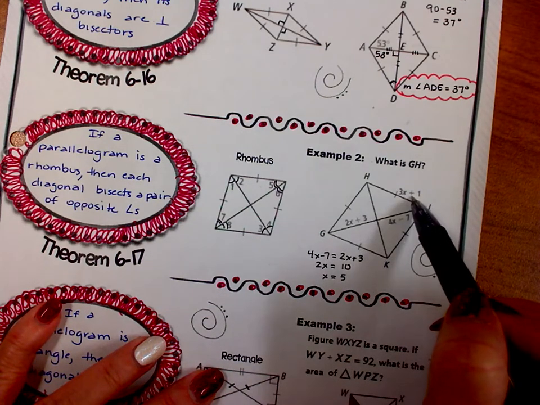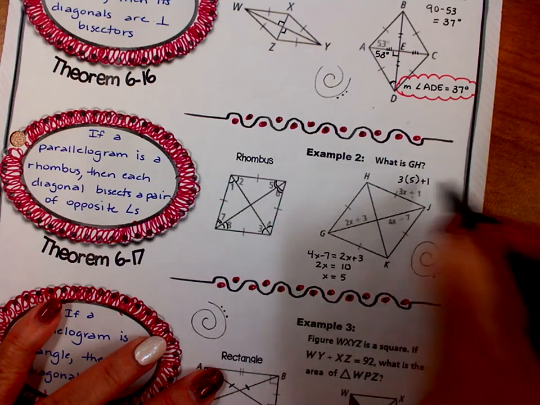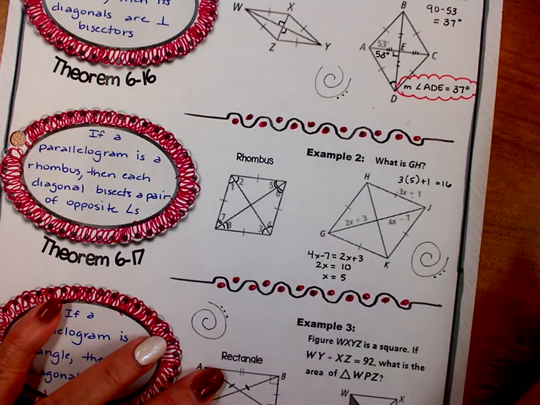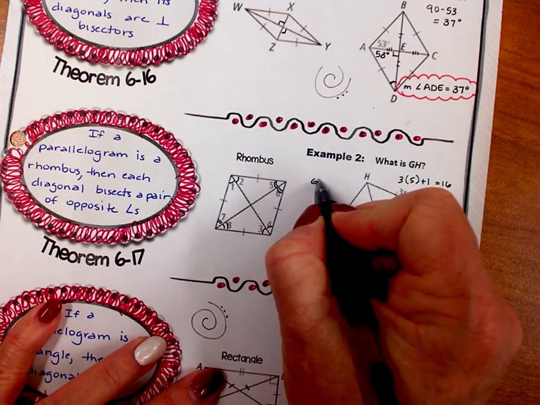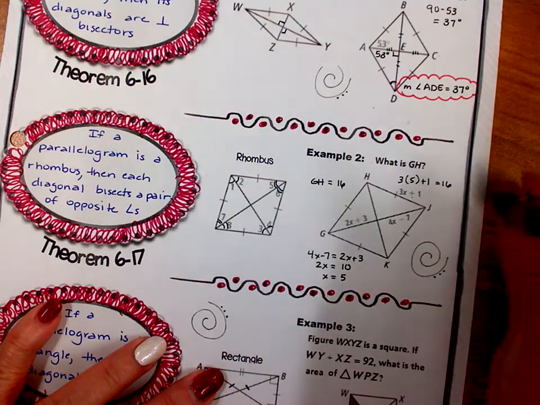All right, let's go ahead and plug these in. So if we plug this in right here to this side, we get 3 times 5 plus 1. So 3 times 5 is 15 plus 1 equals 16. We already know that all the sides of a rhombus are the same. Therefore, GH must be 16 units.